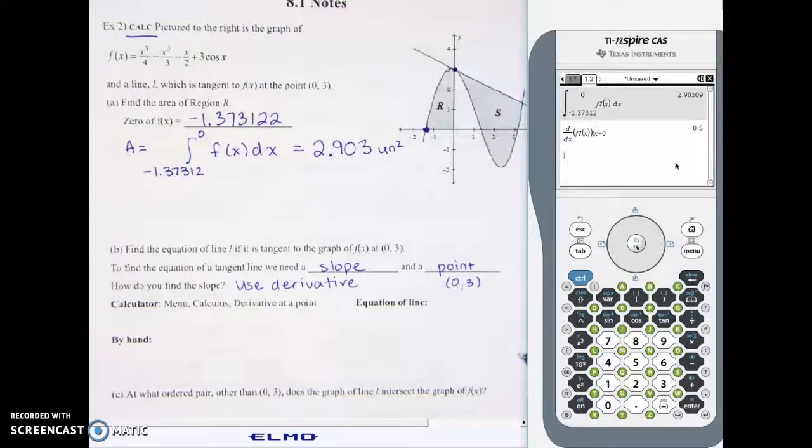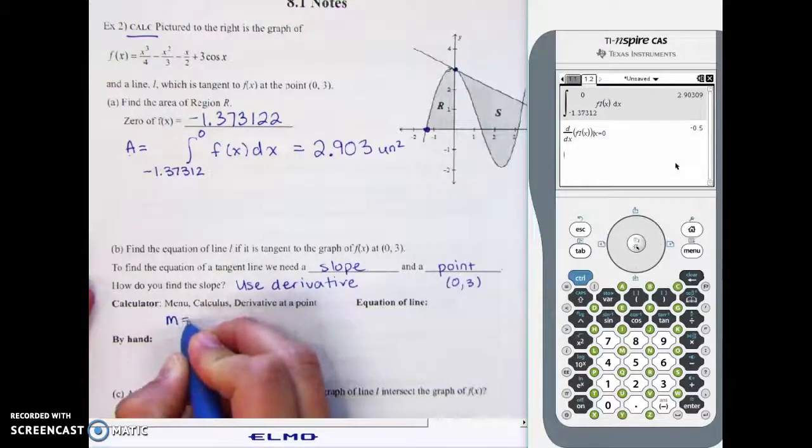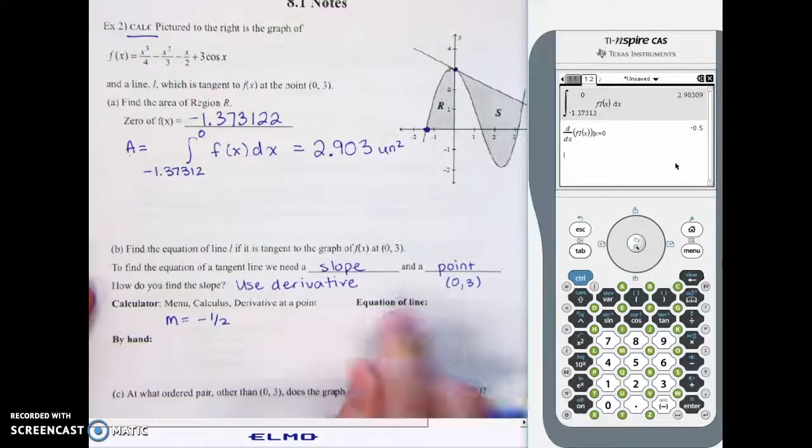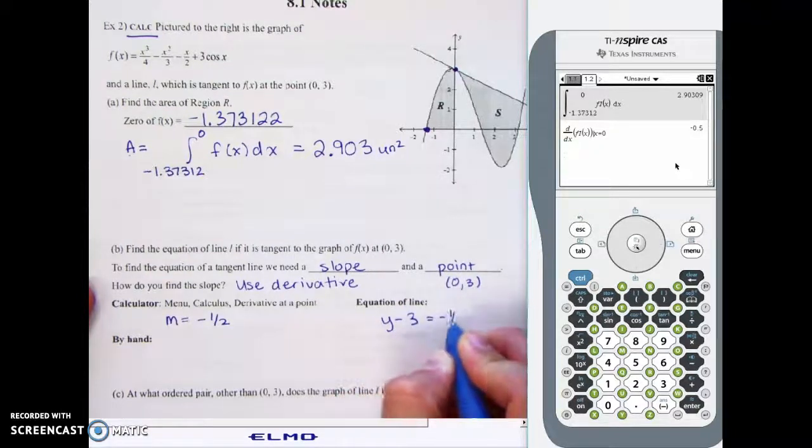All right, so we got this slope. That's a cute little slope. So our slope is negative 1/2. So what would the equation of the line be? Y minus y1 equals negative 1/2 times x minus 0. And that would be y equals negative 1/2 x plus 3.